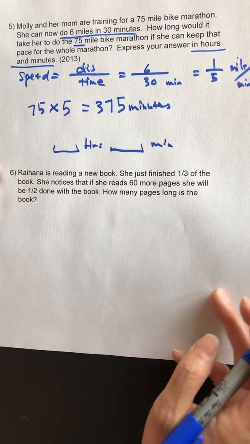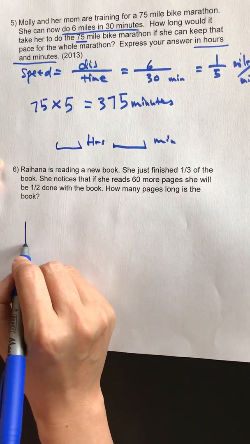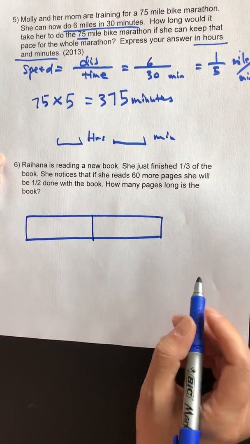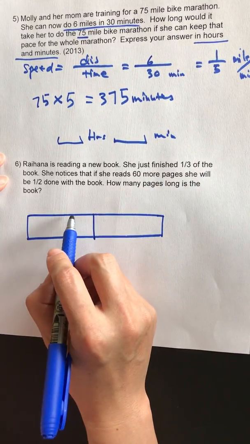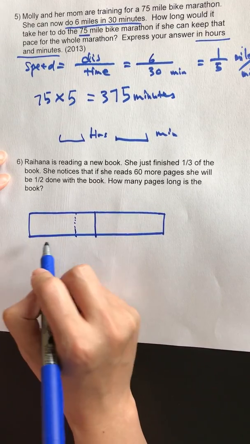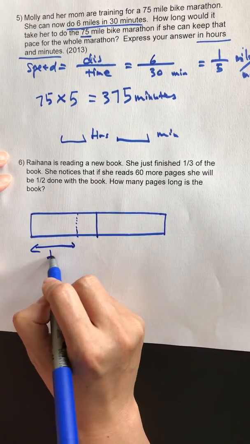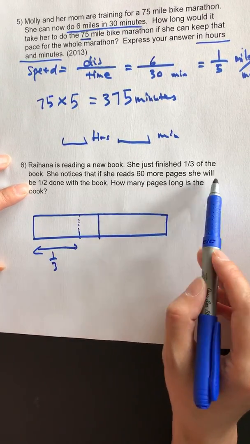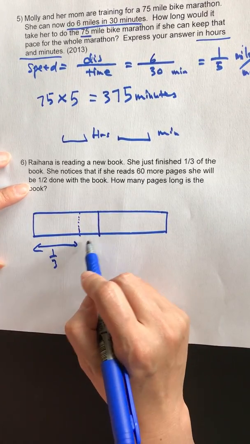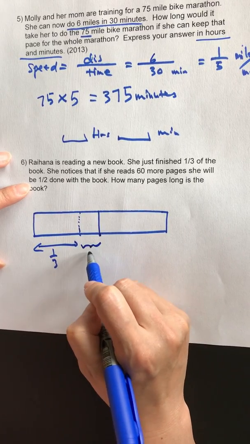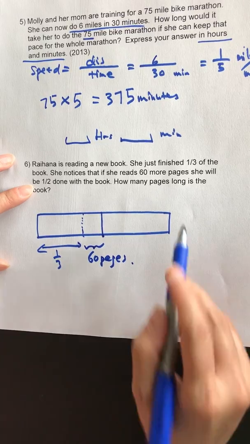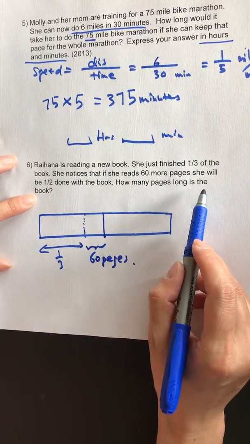Okay, we're going to repeat our graphical technique. Here is your whole book. This is halfway. She just finished 1/3. 1/3 is about here. Okay, this is 1/3. And she notices that if she reads 60 more pages, she'll be 1/2 done. 1/2 is here. This is 60 pages. How many pages long is the book?